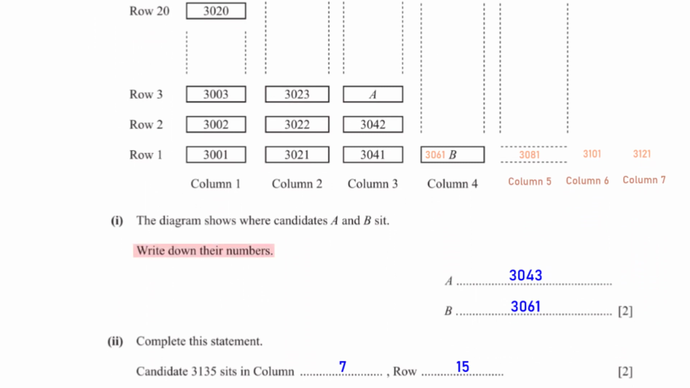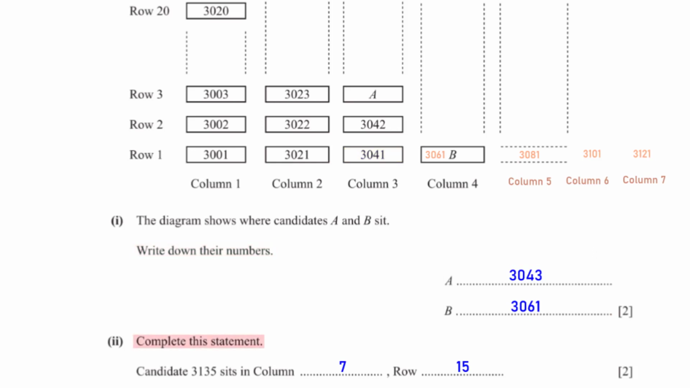Write down their numbers. In each row, the terms have a constant difference of 20. So to get the number for candidate A, we add 20 to 3023, which gives us 3043. To get the number for candidate B, we add 20 to 3041, which gives us 3061.